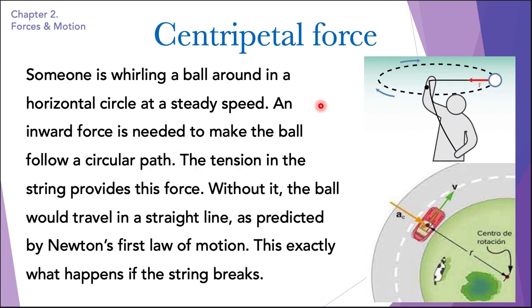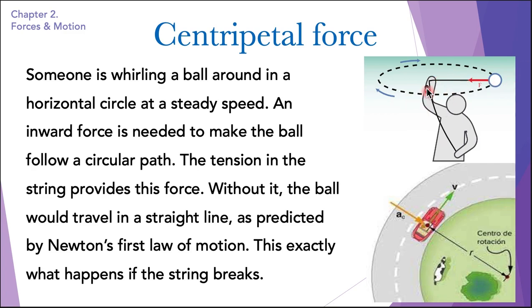Okay, so someone is whirling a ball around in a horizontal circle at a steady speed. An inward force is needed to make the ball follow a circular path. The tension in this string provides this force. Without it, the ball would travel in a straight line as predicted by Newton's first law of motion. And this is exactly what happens if the string breaks. It goes off in another direction in a straight line.